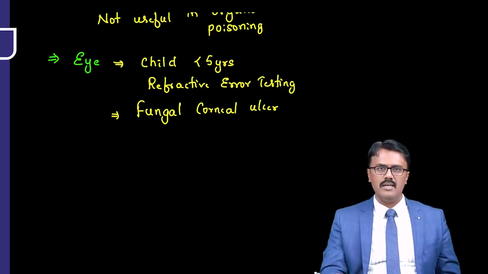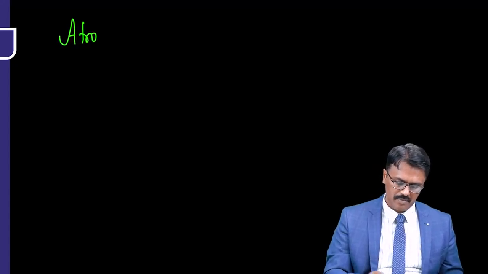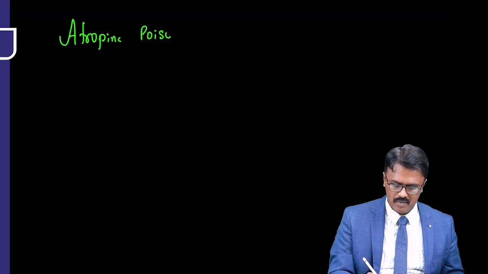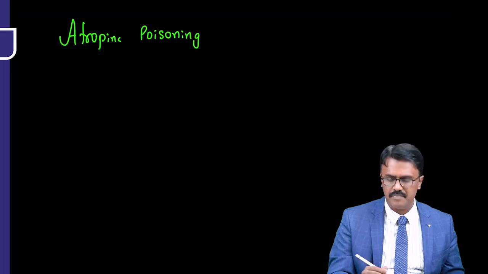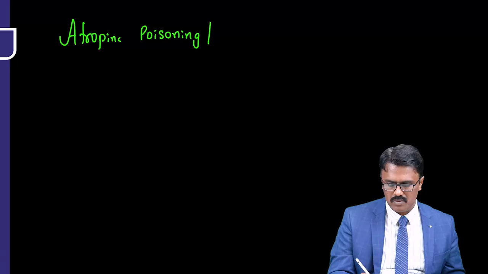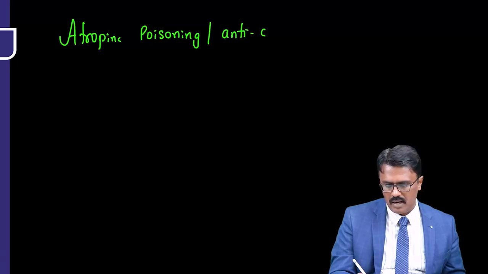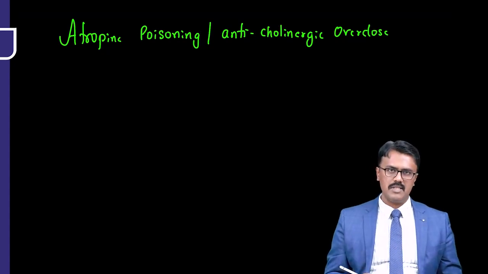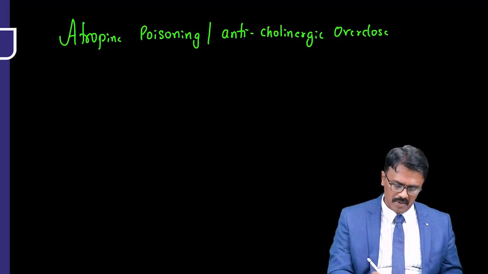Now once we understand the use of atropine, they will ask you atropine poisoning. So atropine poisoning, what you see, or it is also seen as anticholinergic poisoning, overdose. So they represent like this. Now if you remember dumbbells, when you discuss that in OP poisoning, the opposite occurs in this. So let us write dumbbells first.